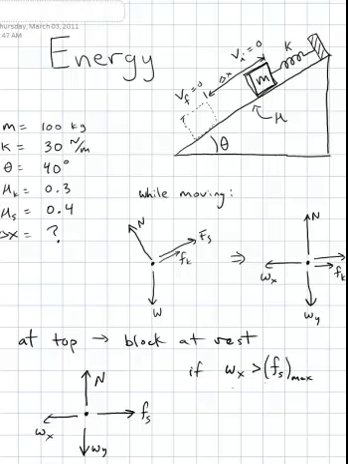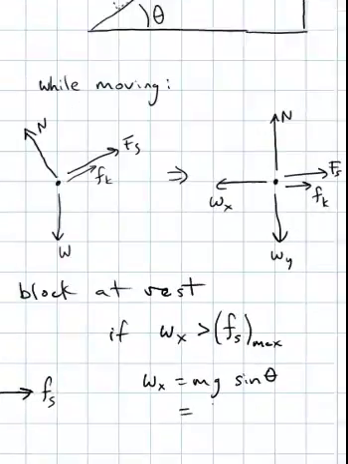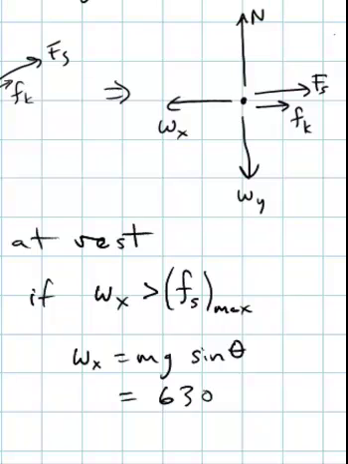So let's take a quick look. The weight in the x direction is mg sine theta, where theta is the angle of the incline with respect to the horizontal. And I got 630 newtons when I plugged in the numbers that are given.